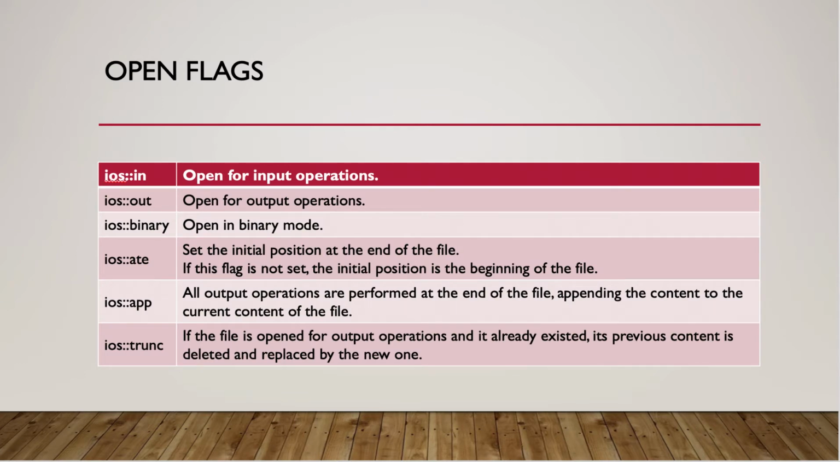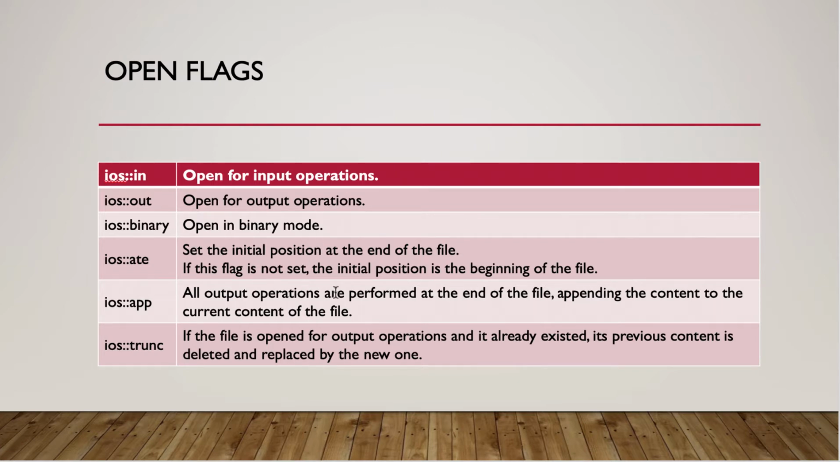So the open flags are these. You can either do in, which is open for input operations. You can do out, which means open for output operations. You can do binary to open a file in binary mode and manipulate the file in binary mode, which is very useful in the future when you're working with different binary files from different programs. Or you can do ate, which sets the initial position at the end of the file. So basically ate is at end.